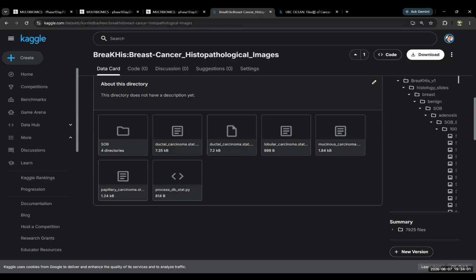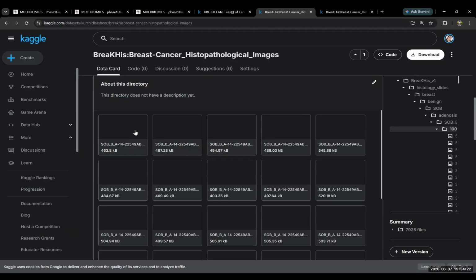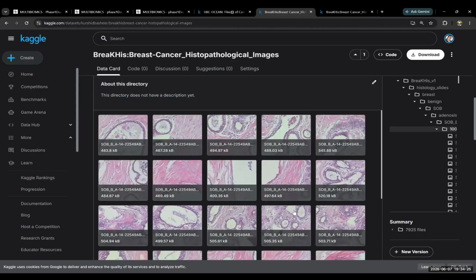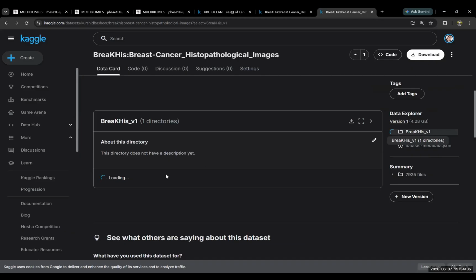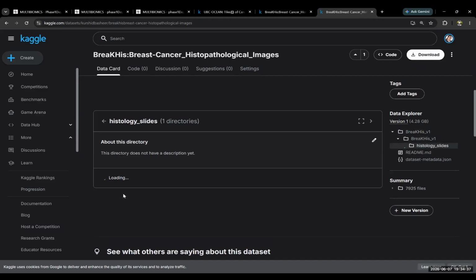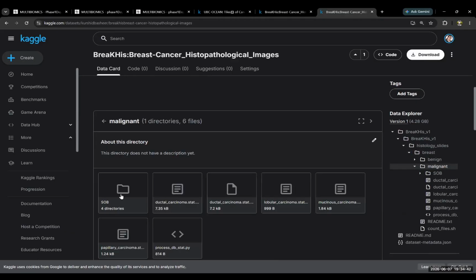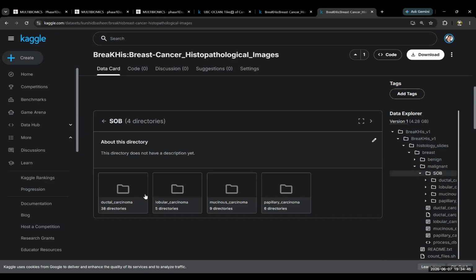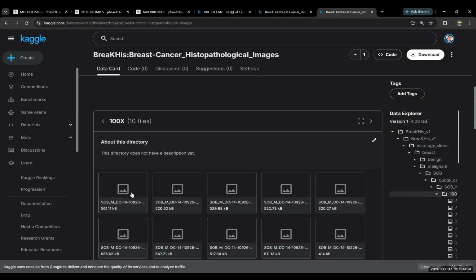Okay. Let me try to open simultaneously. This is adenosis. I've opened adenosis 100x. Here you see this is adenosis, so this is benign. And here I will open a malignant. Breast histology slides, and we'll go for malignant. Let us open ductal carcinoma, first one, and the 100x file.